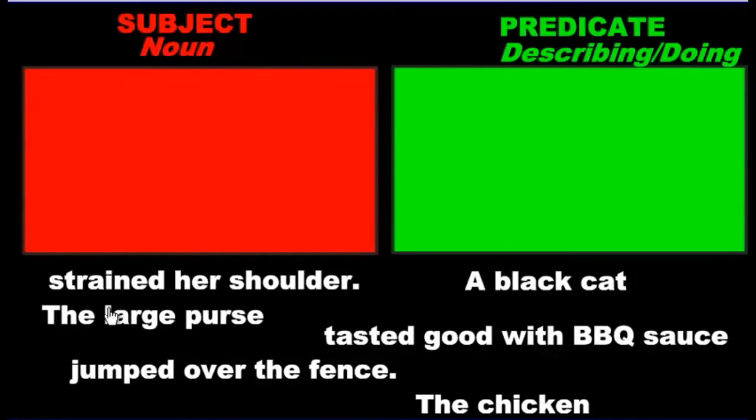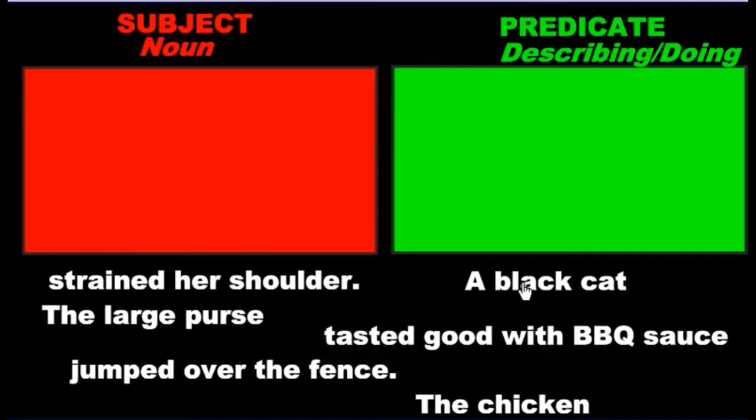We have now this last activity here. What you need to do is look at all this. We have strained her shoulder, a black cat, the large purse, tasted good with barbecue sauce, jumped over the fence, the chicken. Some of these are subjects and others are predicates. What you need to do is take the subjects and put them in the subject box. It's like a matching activity. And take the predicates and put them in a box. So if you want to pause the video, be my guest. I'm going to go ahead and just solve it right now.